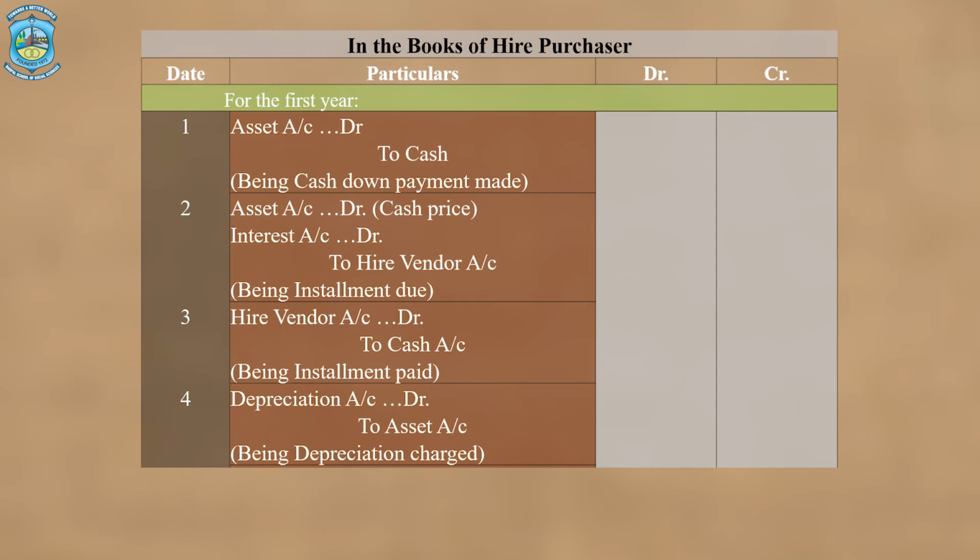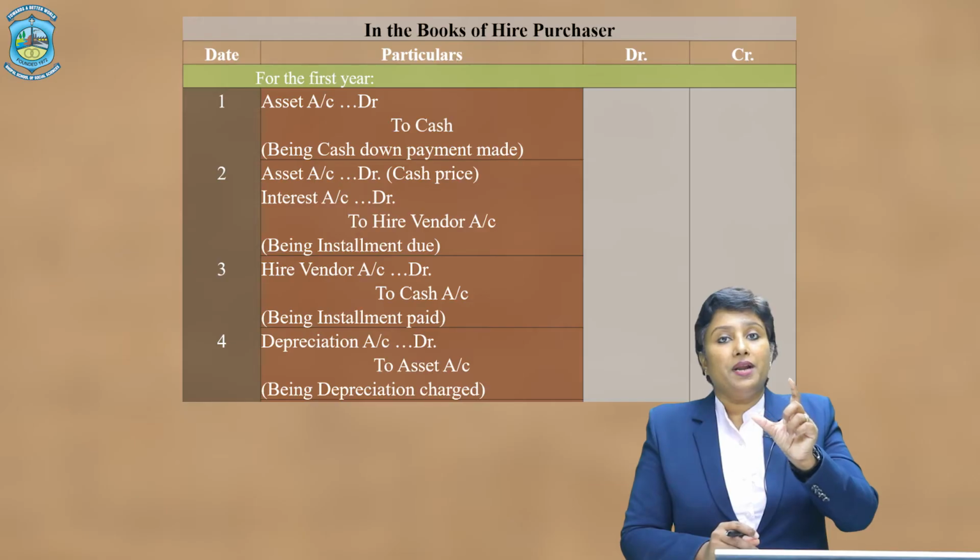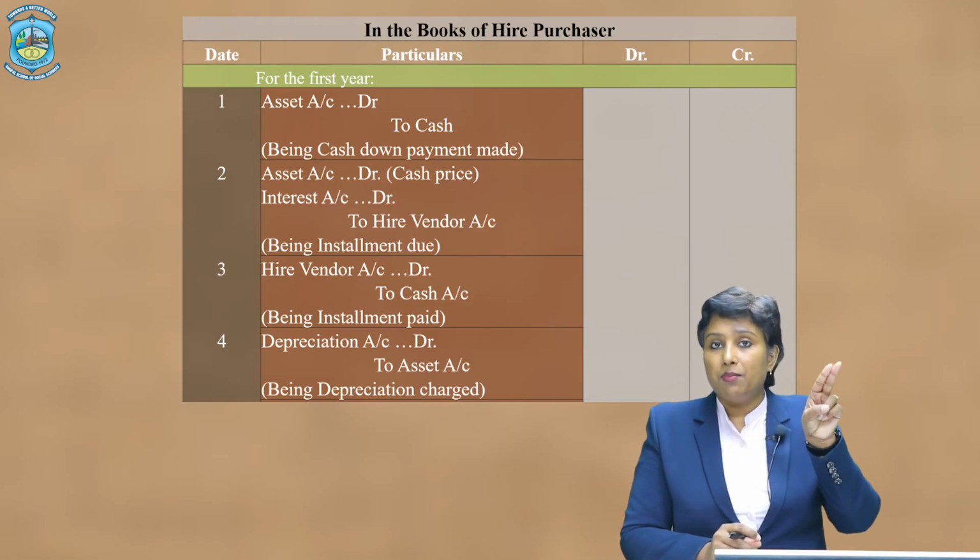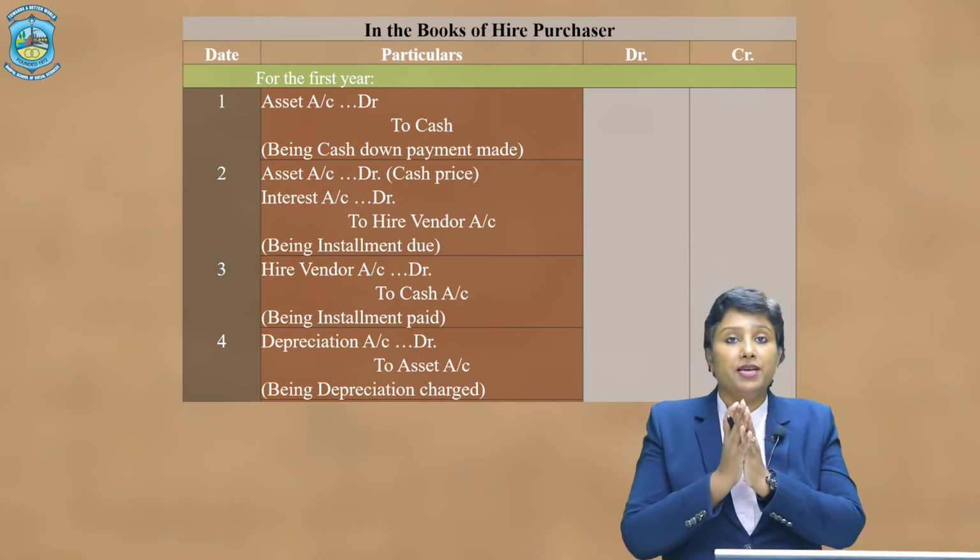So whichever method of depreciation is being followed in the books of hire purchaser, accordingly the depreciation would be allowed per annum on the entire cash price of the goods he is possessing, or the entire cash price of the asset in his possession, and not the part payment which he has made till now, because twice you have debited asset account, once with the down payment and second with the first installment. So in the very first year he will be recording depreciation not with these two asset amounts which have been debited, but the entire cash price as a whole.